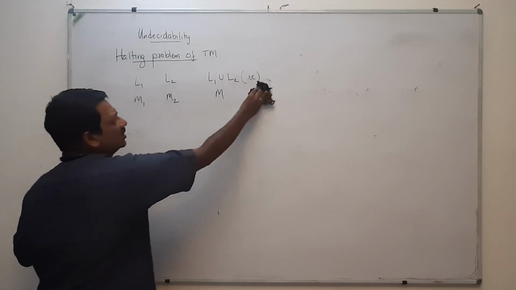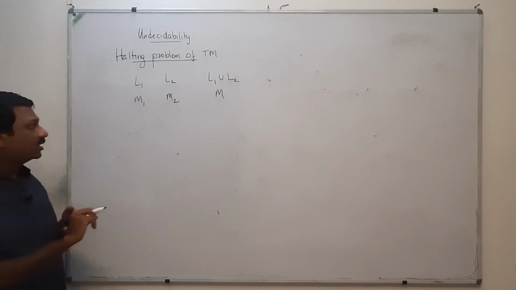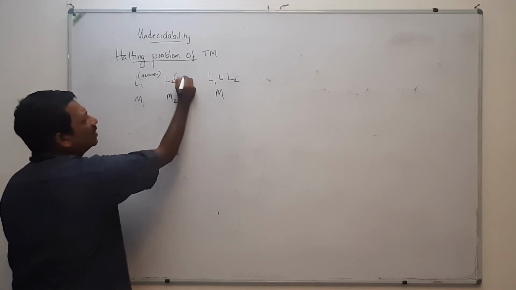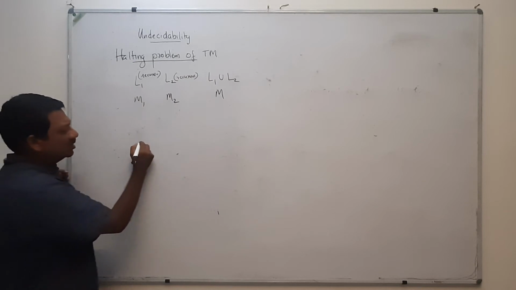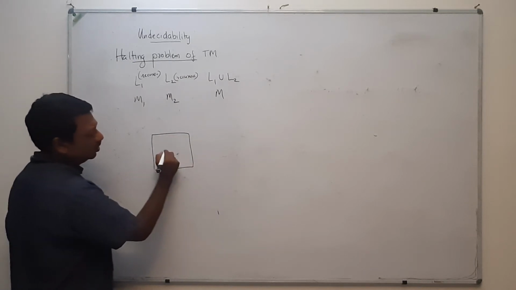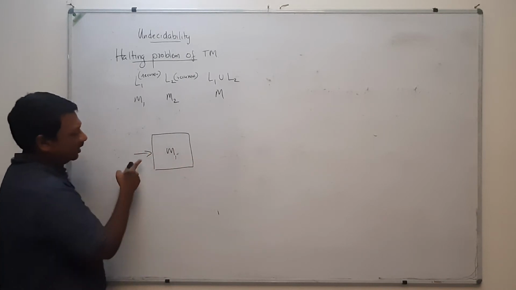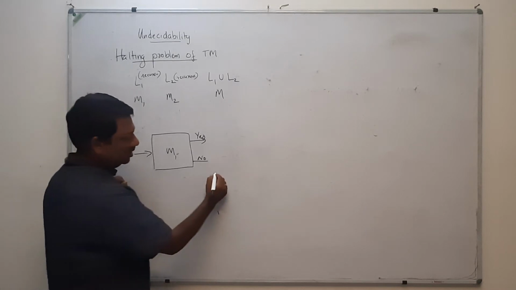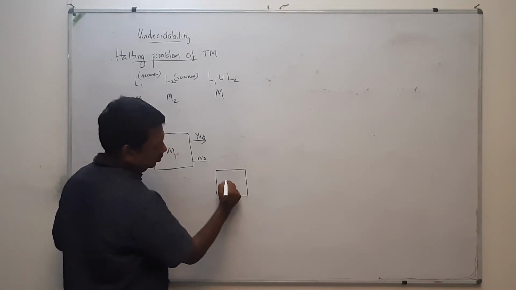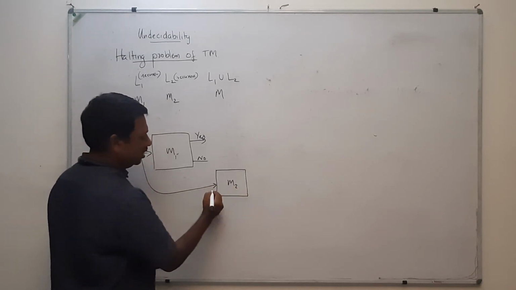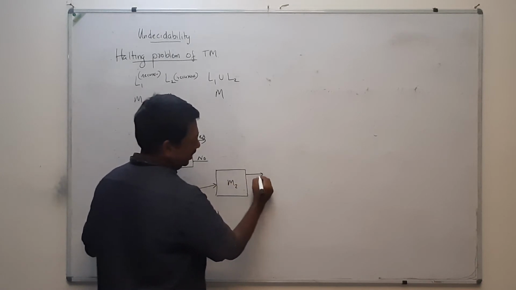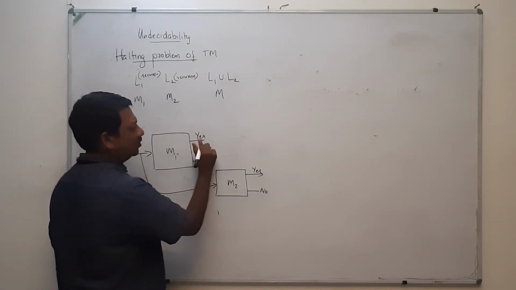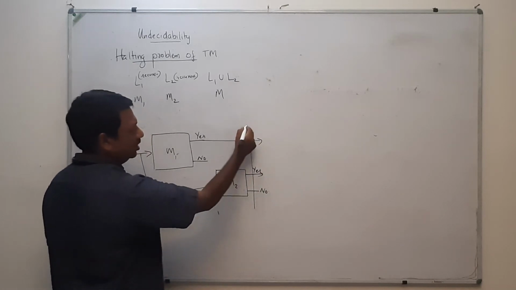L1 is recursive, L2 is recursive. We are going to check whether L1 union L2 is recursive. This is the Turing machine M1, and we are providing an input, and it will say either yes or no. And suppose that you have another Turing machine M2, and the same input is given here also, yes or no. And now this is the equivalent Turing machine.